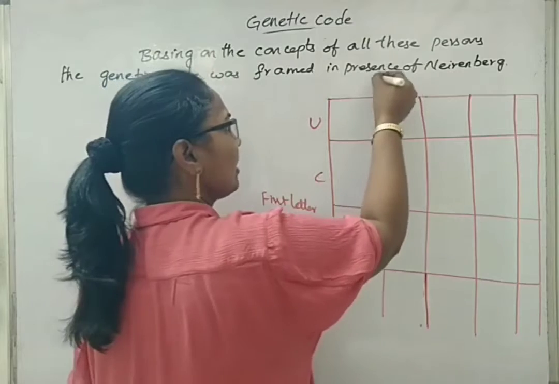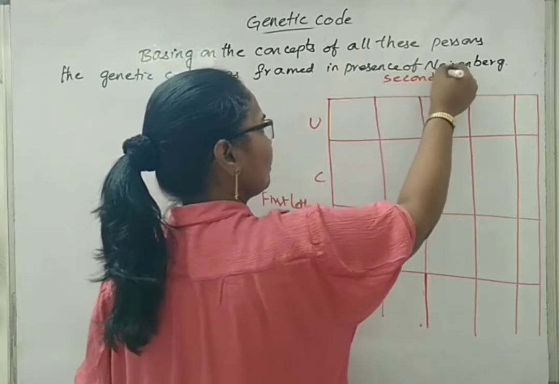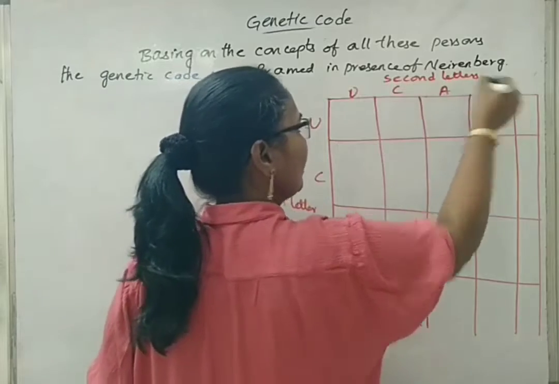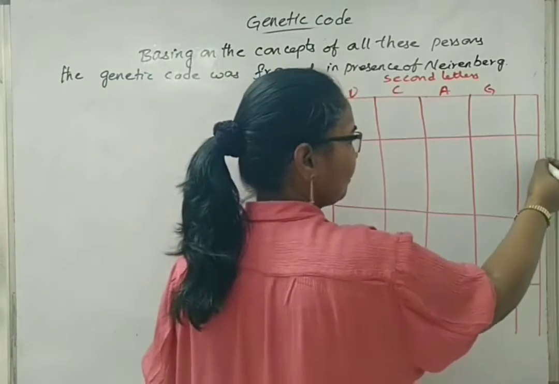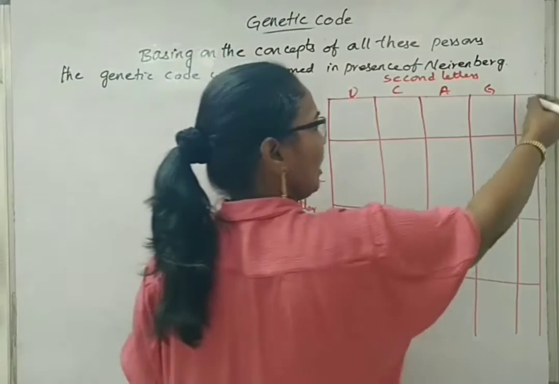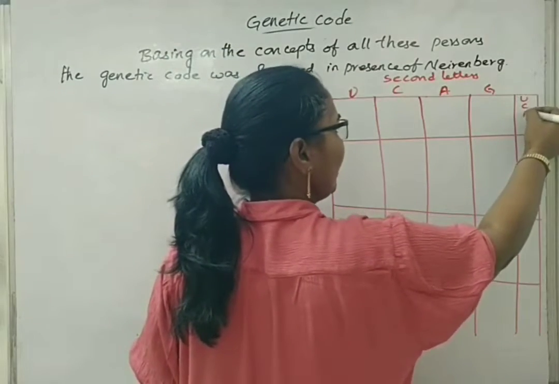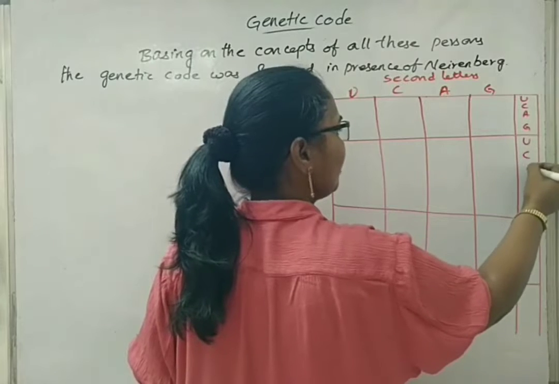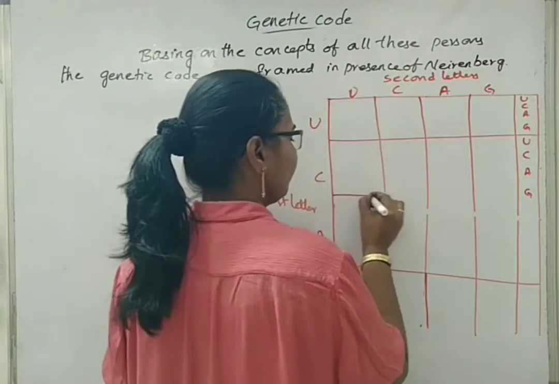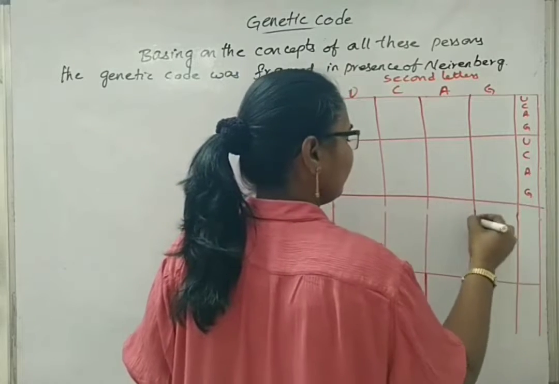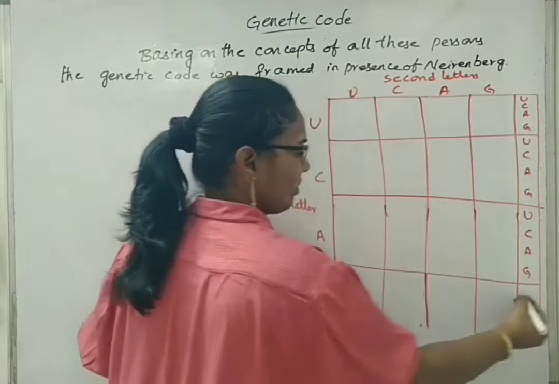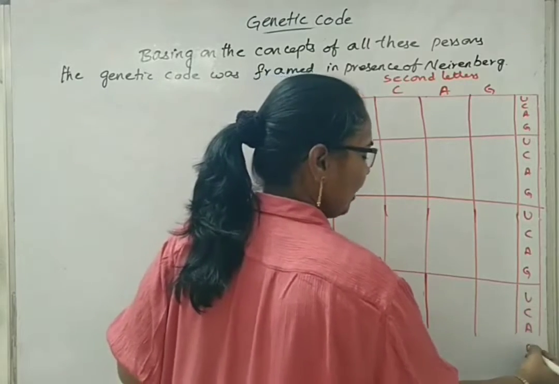In the same way, for the second letters or second combination, again uracil, cytosine, adenine, guanine. But in the third letter or third type of arrangement, we should write like uracil, cytosine, adenine, guanine. Again, uracil, cytosine, adenine, and guanine.